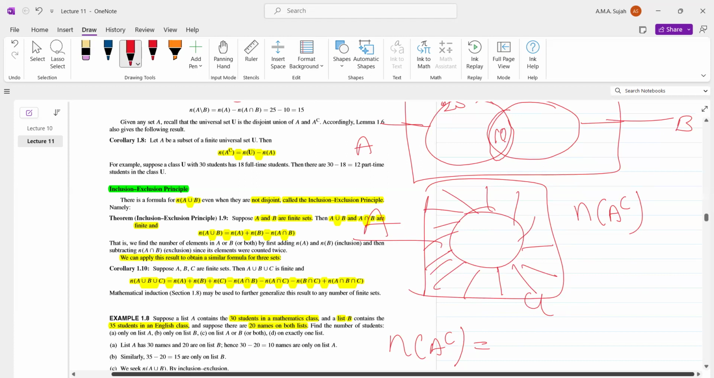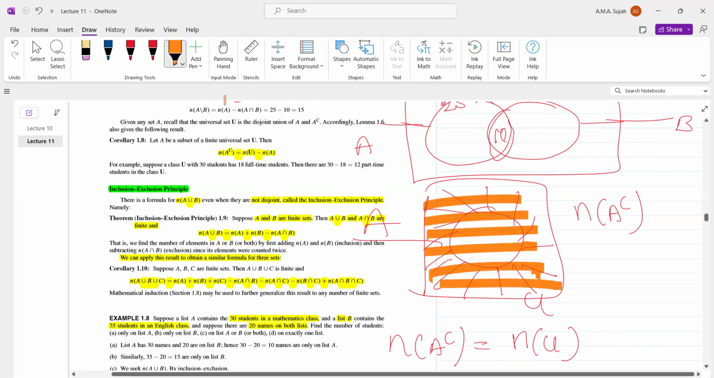How can I find it out? I need to find how many elements are in the universal set. Altogether, this is the universal set. From the universal set, I need to subtract the elements of A. Then I can find the number of elements in A complement. This is one equation to find the number of elements in the A complement.